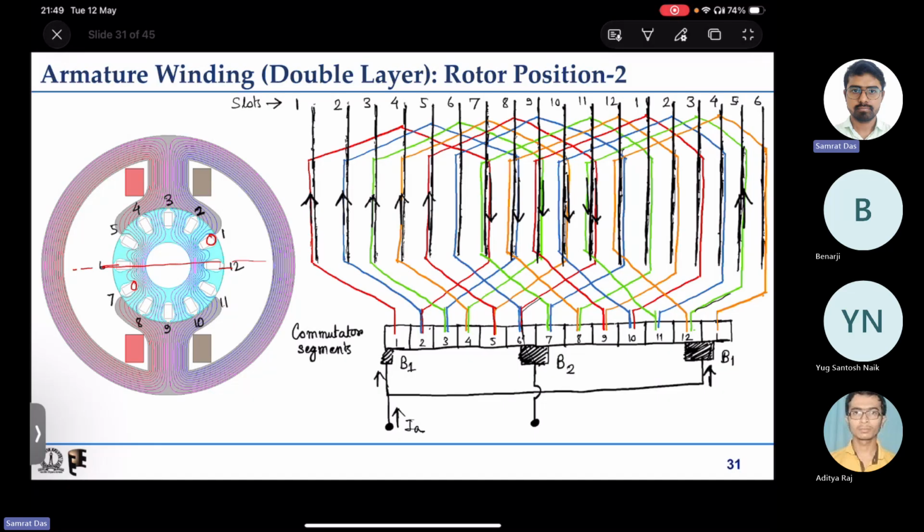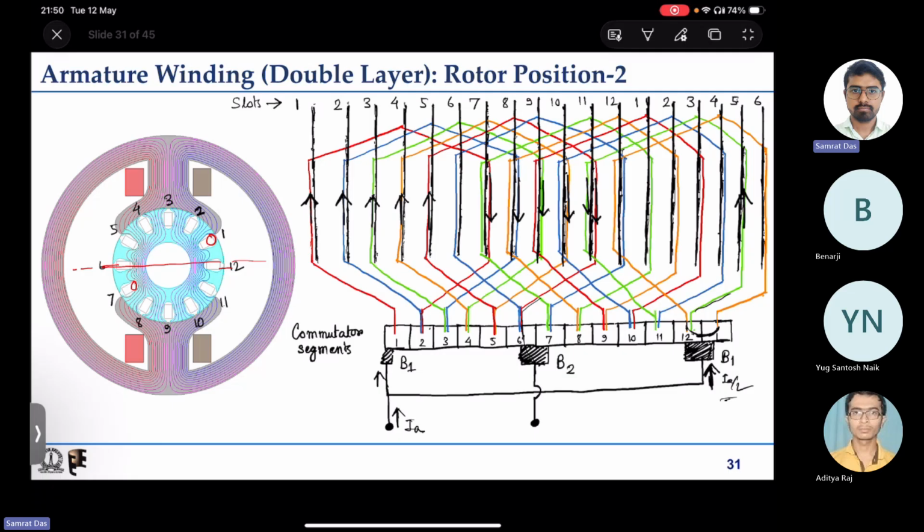Some small amount of current will be circulating. Even if some small amount of current flows through there, it will be circulating on its own. It will not be coming out to the brush or contributing to this current, IA by 2, because it is a short coil. So whatever current flows, that will be circulating there. It will not come out from this coil, so it will not be contributing to the brush current. That's all.